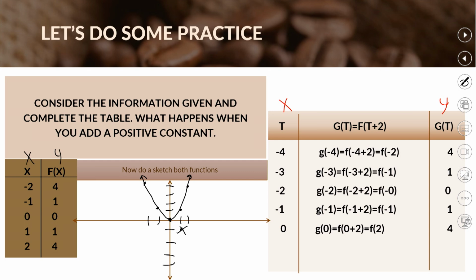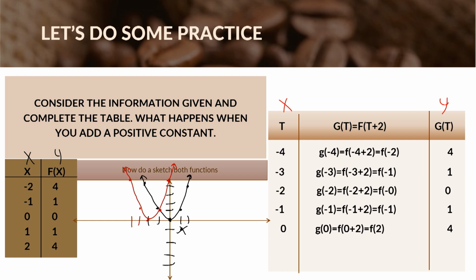So my new function is negative 4, 4. So here. My new function is negative 3, 1 here. I still have my negative 2, 0 here. My negative 1, positive 1 here. And my 0, 4, which is going to be about, right, 1, 2, 3, 4. We'll put it there.